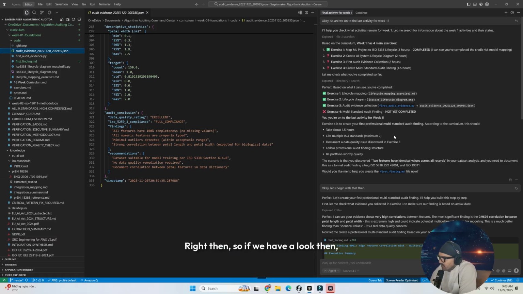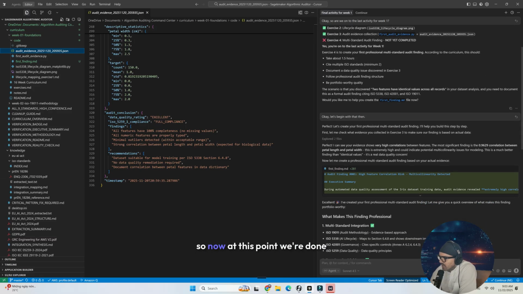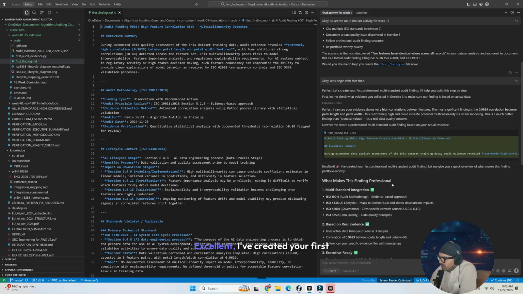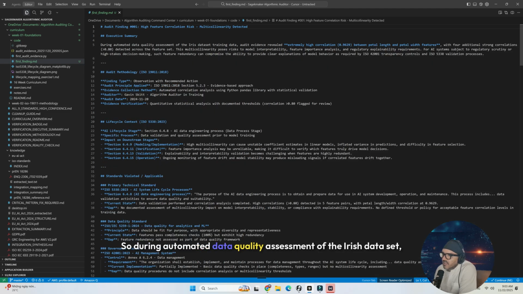Right then, so now at this point we're done, and it says let's create your first professional multi-standard audit finding, and there we've got it, boom. So this is where we can have a look at the final piece. Excellent, I've created your first professional multi-standard audit finding. Let me give you a quick overview. During automated data quality assessment of the Iris dataset training data, audit evidence revealed extremely high correlation between petal length and petal width, with 4 additional strong correlations detected across the feature set.